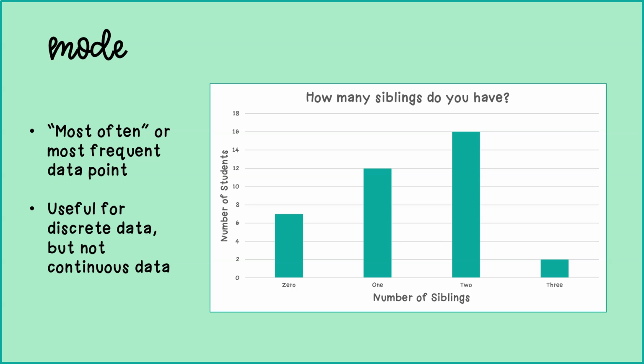Using mode, or the most common response, is useful for discrete data that can only have certain values, but not continuous data. If I'm talking about weight, the mode is not going to be as useful because people can have fractional values of weights. It's less likely for 2 people to have exactly the same weight. But for discrete data like this, it is likely that people will have the same answer.